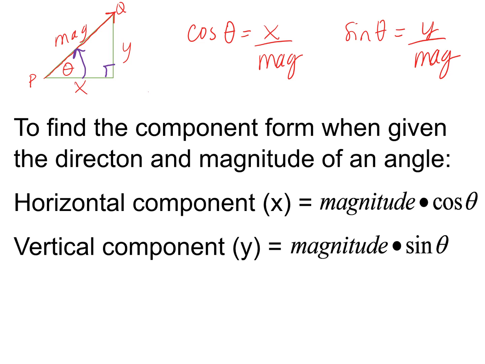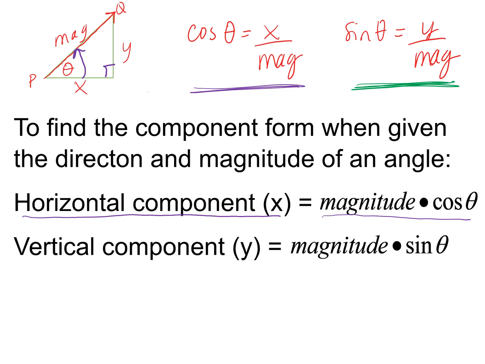So if we want to find the component form when given the direction and the magnitude of an angle, this is really awesome. You think about those two equations I have written in red at the top. If you solve the one on the left for x, you would multiply both sides by magnitude, and that would give us our horizontal component here. So it is the magnitude times the cosine of the angle. And then for the second one, to get the y by itself, you would multiply both sides by magnitude again, and that would give you your vertical component, or y, which is the magnitude times the sine of the angle. So definitely jot those down. That will make your life a whole lot easier.